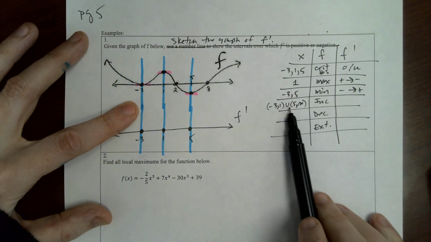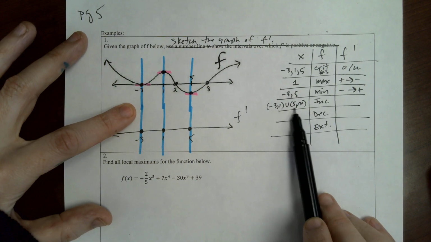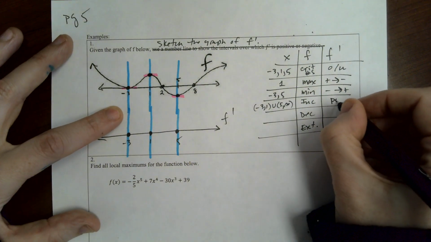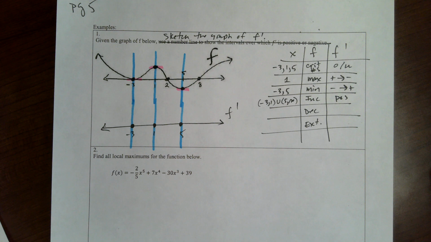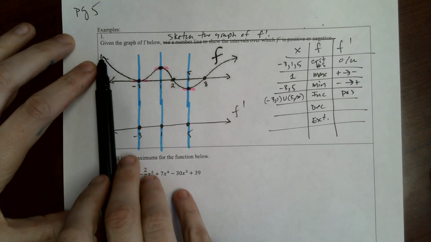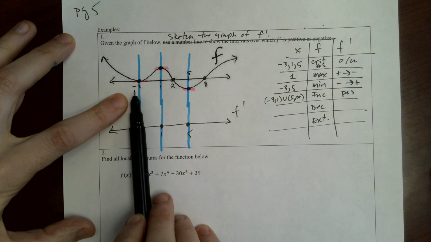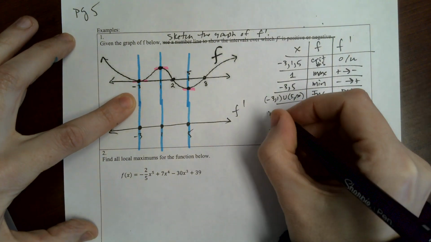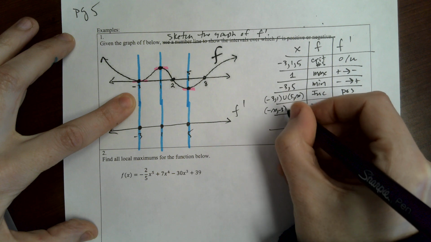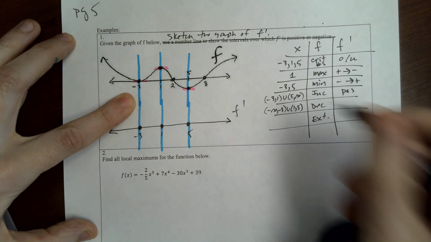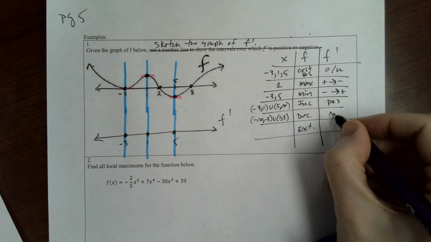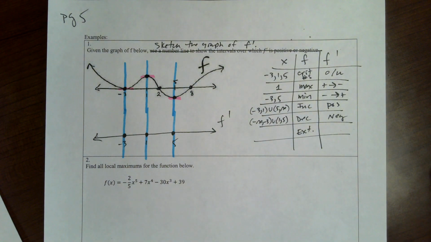Okay, and so if my graph of f is increasing there, what's that going to tell me about my graph of f prime? It's going to be positive, meaning above the x-axis. Okay, now decreasing intervals from negative infinity to negative 3, and then from 1 to 5. Okay, and what do I know about my f prime graph? It's going to be negative or below the x-axis.